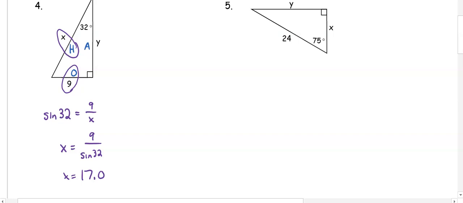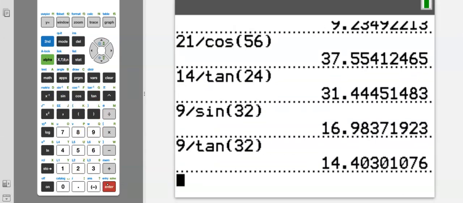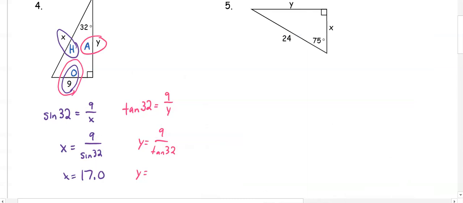Now, when we solve for y, we don't want to use the side we just found because we rounded, so that's going to throw off our answer. So we want to go back to the 9 because that was a number that was given to us, and the y. So opposite and adjacent is tangent. So the tangent of 32 equals 9 over y. In this case, we're also dividing. y equals 9 divided by the tangent of 32. 9 divided by the tangent of 32, we get 14.4.